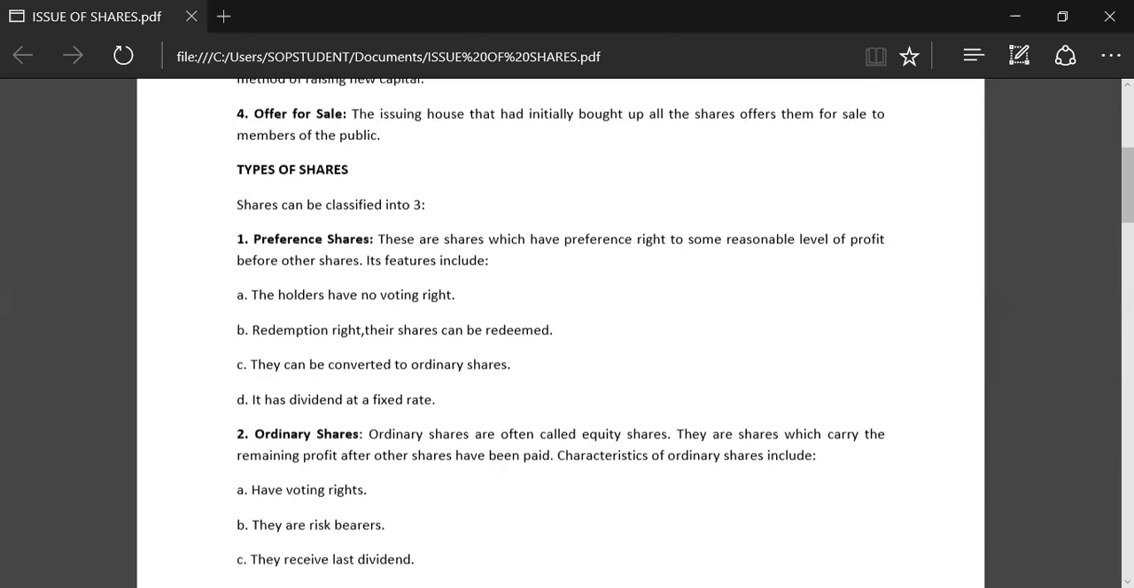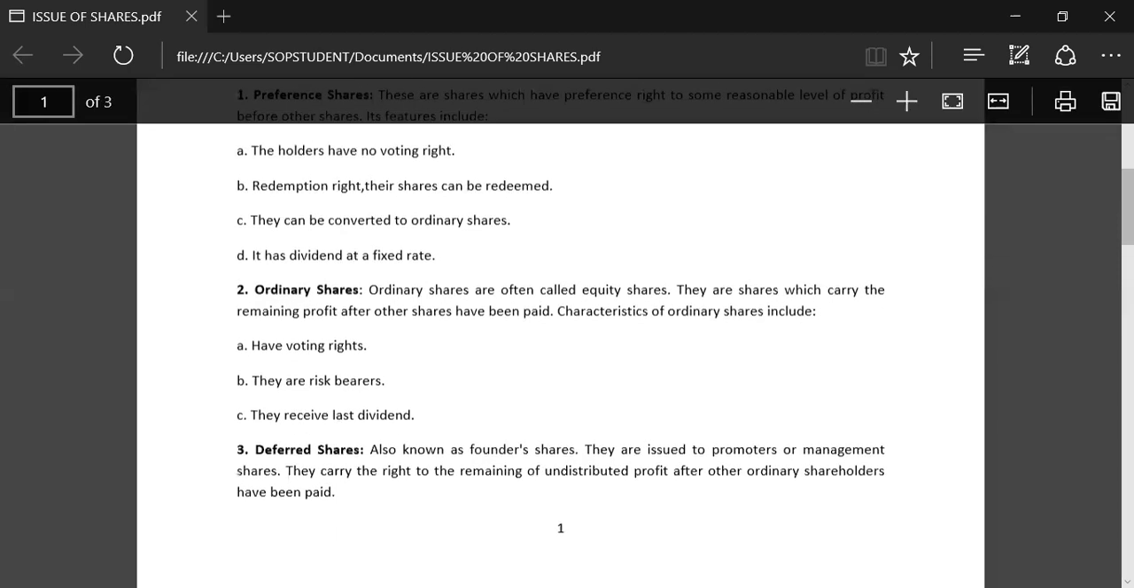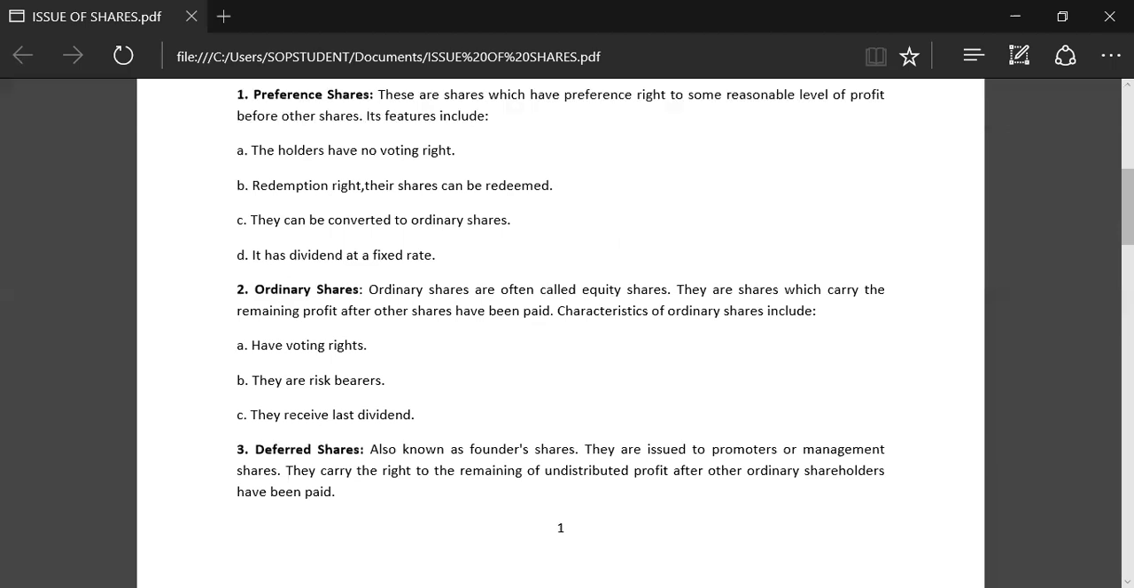The second type of share is the ordinary shares. The shares are also called equity shares. They are entitled to the remaining profit after other shares have been paid. The features of this share include they have voting rights, they are risk bearers, and they receive the last dividend.